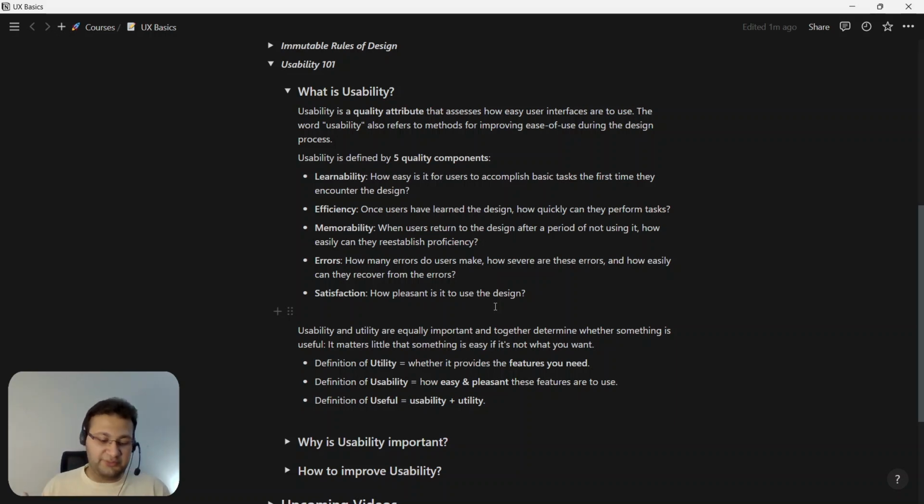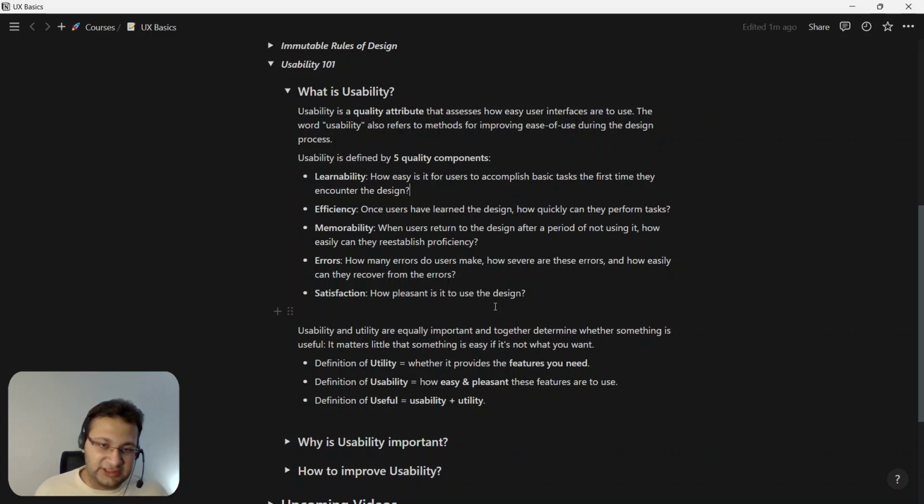If you don't offer me the features I need, I don't care how usable, how easy and pleasant those features are, because I don't need them. Vice versa. If you do offer the features I need, but they are not easy and pleasant to use, I won't use your product. So they need to go hand in hand. They are equally important. And that is the definition of usefulness.